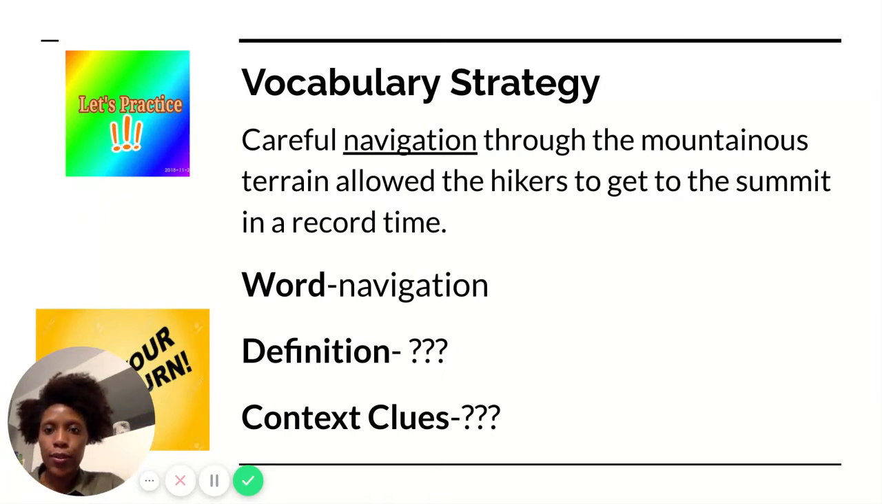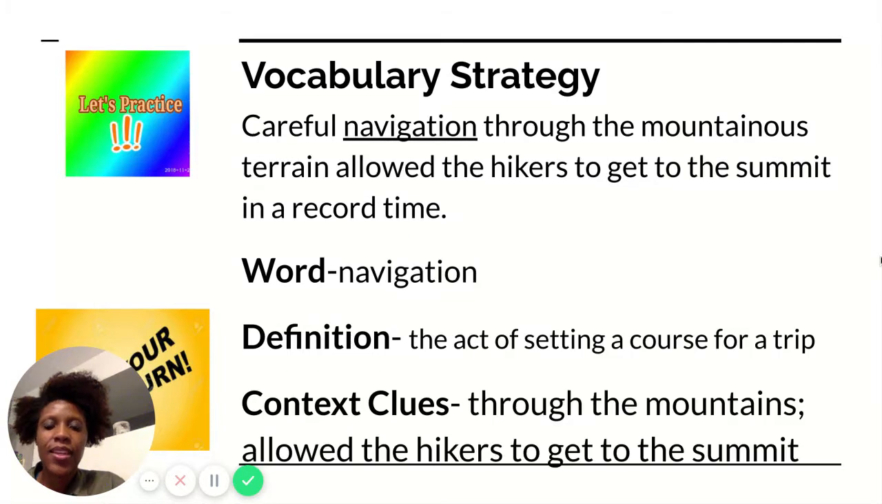Now for using our context clues to determine the meaning of a word. Read the sentence to determine the meaning of the underlined word. What does the word navigation mean? The act of setting a course for a trip. You may have used your GPS in your phone, and that is a navigation system.